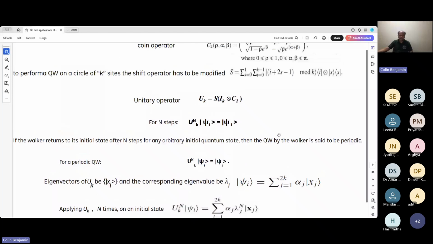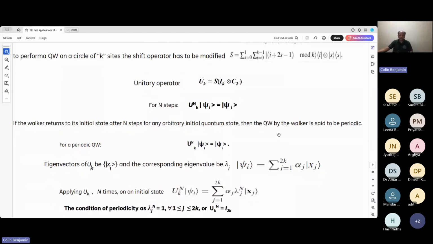And that is what I exactly do. I find the generic rho alpha beta values, which represent the amplitude and phase of the coin operator, which will satisfy this condition. And depending upon that, I can find out for which coins we will get a periodic quantum walk when they are combined in, say, some deterministic fashion.